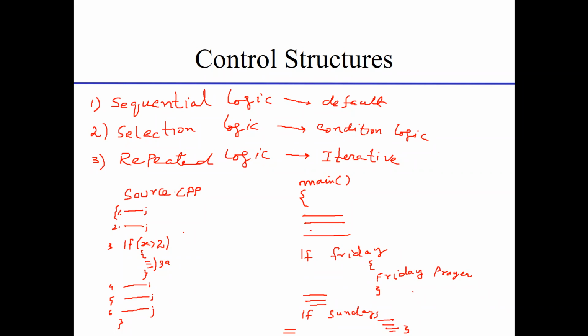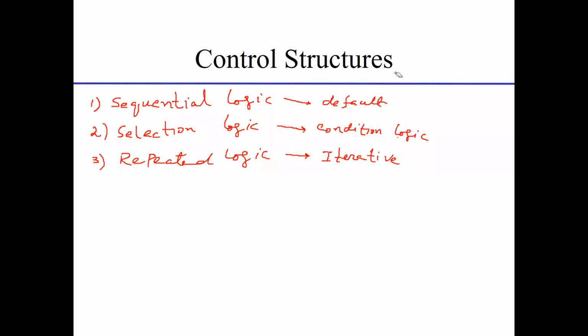These 3 lines will be routine lines. At line number 4, it checks: if it is a Friday, then you have to move to the Friday prayer, and then these lines will be executed. If it is a Sunday, you have to do this type of work. Otherwise, if it is not a Sunday, you have to skip this type of work, and so on. So this is called selection logic.